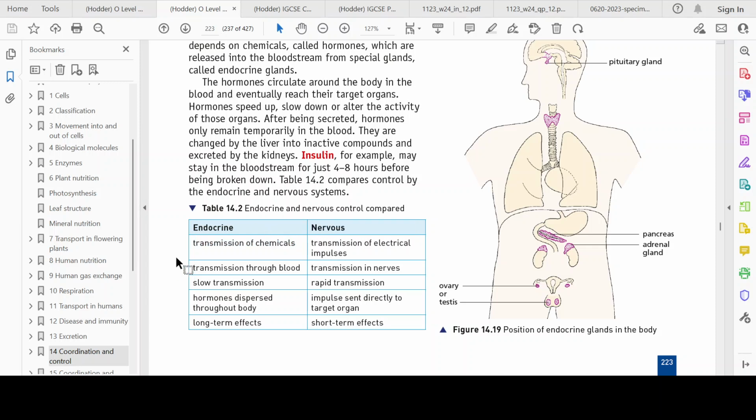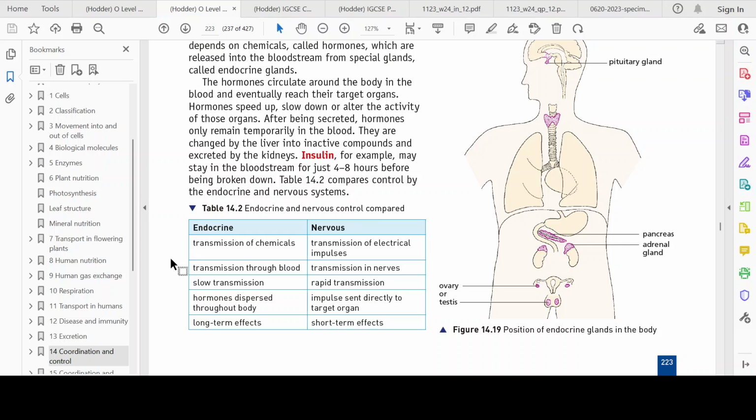Okay, chemicals nonetheless. Then transmission in the nervous system is through the nerves, whereas in the endocrine system it is through the blood. The nervous system is very fast, so it's rapid transmission. The transmission through the blood is slow, obviously, because it's secreted, it goes to the blood, it travels to that part of the body. So compared to the nervous system, much slower.